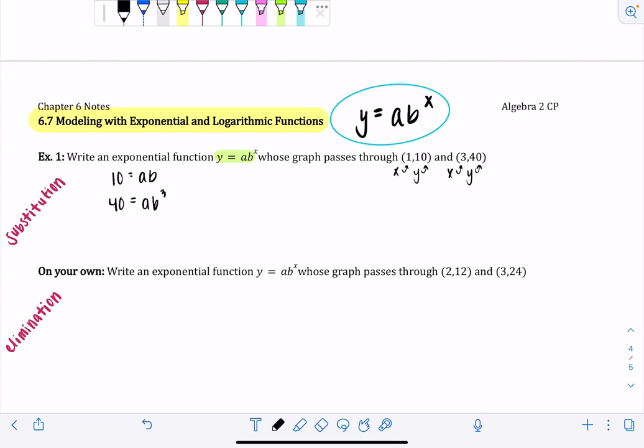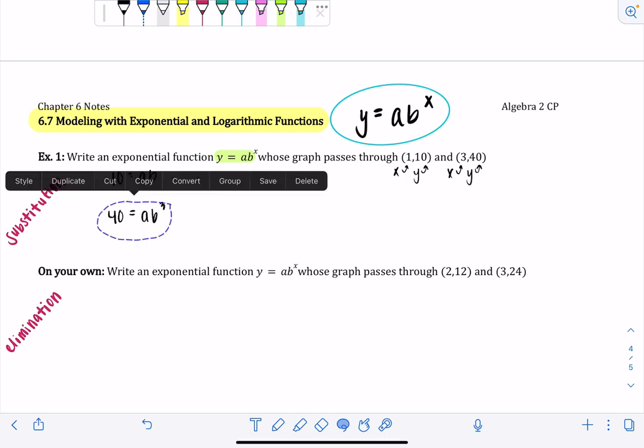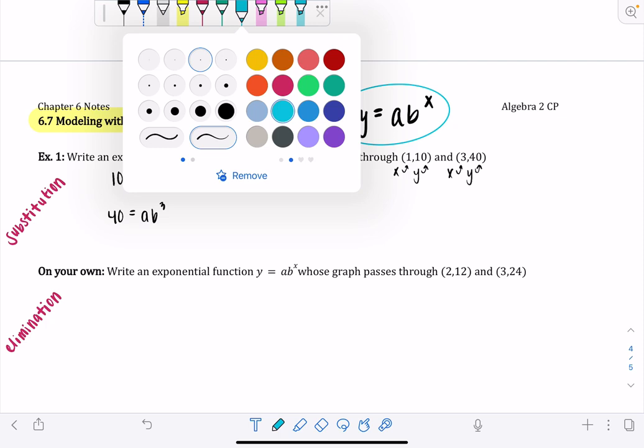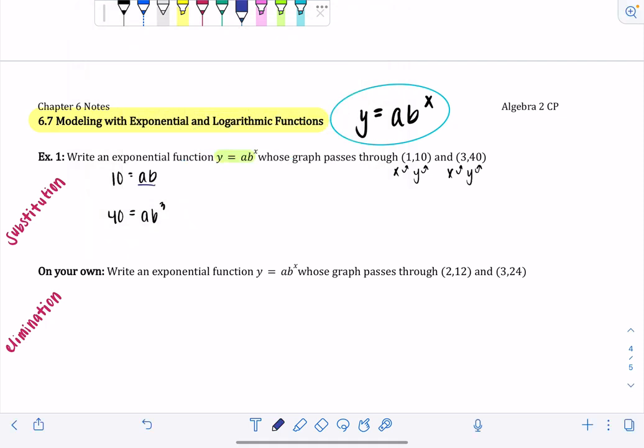And then if we're using substitution, we have to take one equation and isolate a variable. It's typically easiest if we take either equation, doesn't matter, but isolate a. So I'm going to take the first equation and I'm going to solve it for a, and then I'm going to plug it into the second equation. So if I want to solve the first equation for a, I just need to divide both sides by b. And then I have 10 over b is equal to a.